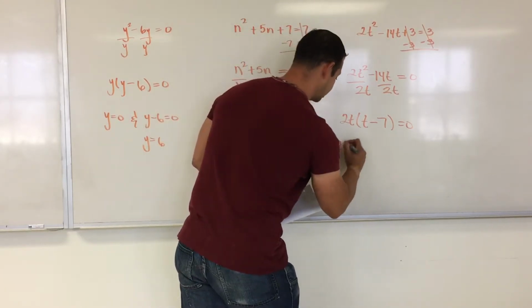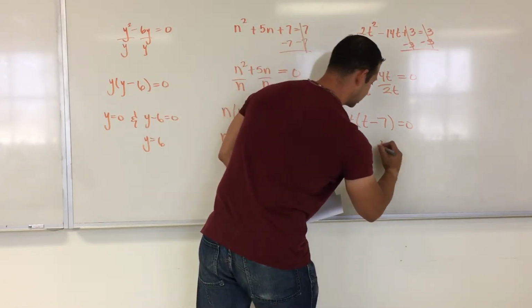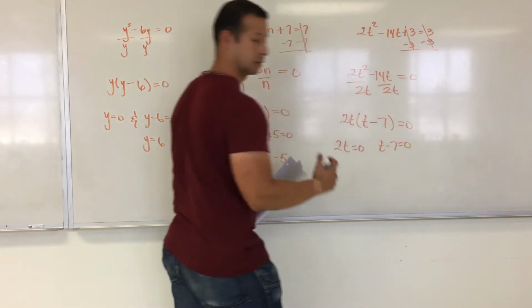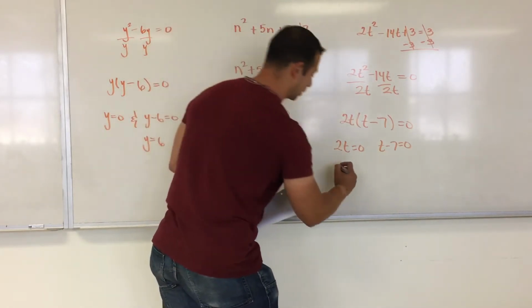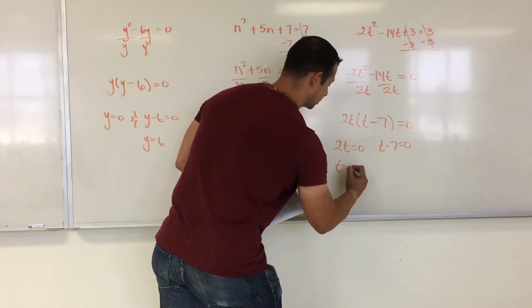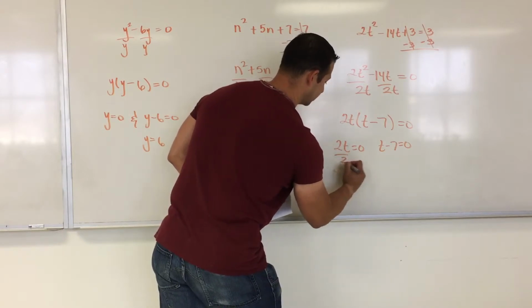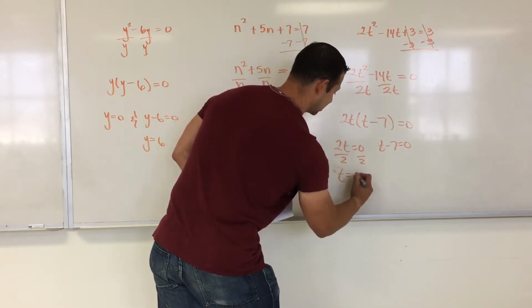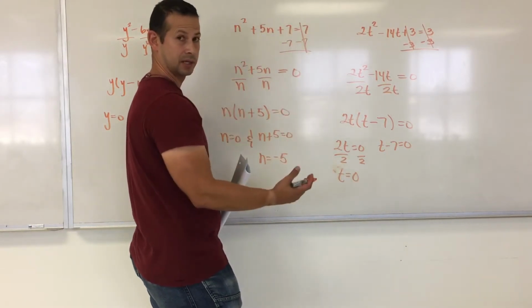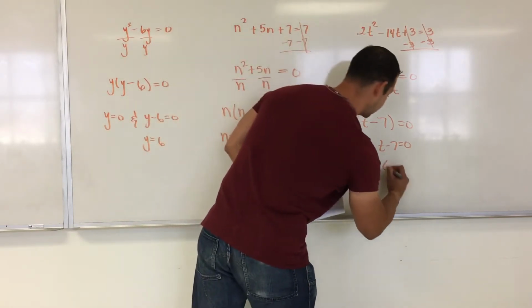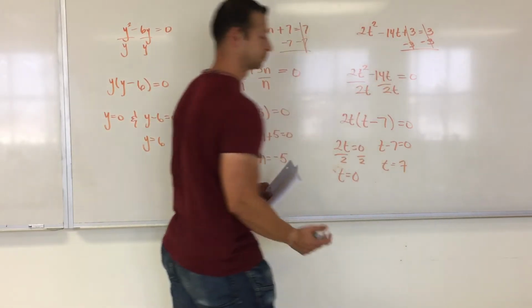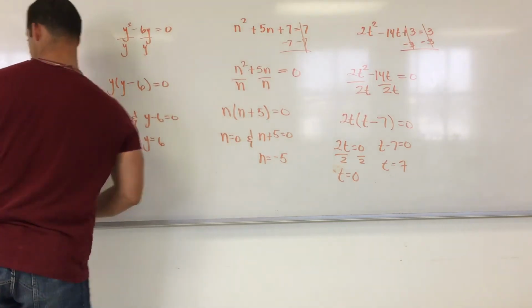So now you're left with 2t equals 0 and t minus 7 equals 0. You solve that, well, t equals, let's divide by 2. Divide by 2. t is equal to 0. 0 divided by anything is 0. And then right here, t is equal to 7. And you're done there.